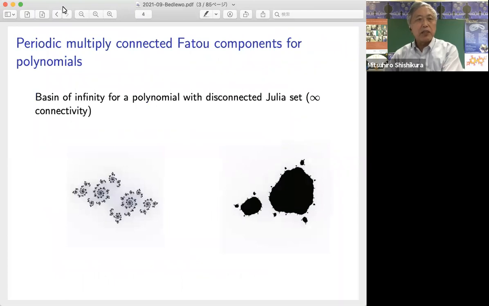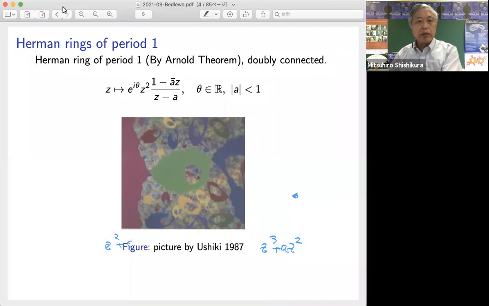The most famous multiply connected Fatou components should be those for polynomials, the basin of infinity for a disconnected Julia set. This is the case for a quadratic polynomial, and this is for a cubic polynomial, like z cubed plus a, some parameter a, where you have an attracting fixed point somewhere. But let me pass to the more interesting example where you have Herman rings.